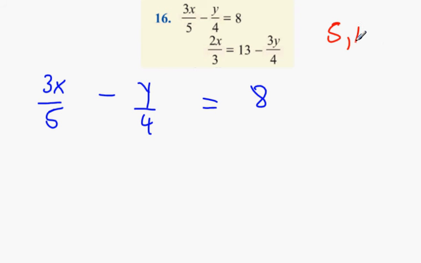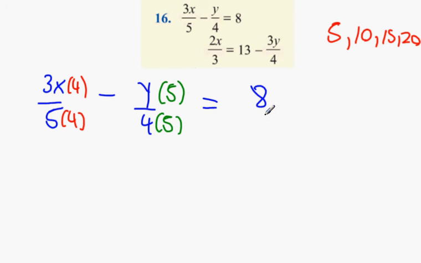10, 15, 20. Stop when the smaller number divides into it. You're stopping at 20. To change 5 into 20, you multiply by 4. If you multiply the bottom of a fraction by 4, you must multiply the top by 4 so you don't change the value of the fraction. You multiply the bottom by 5 and the top by 5. This one is over 1. Therefore, we're going to multiply the bottom by 20 and the top by 20.